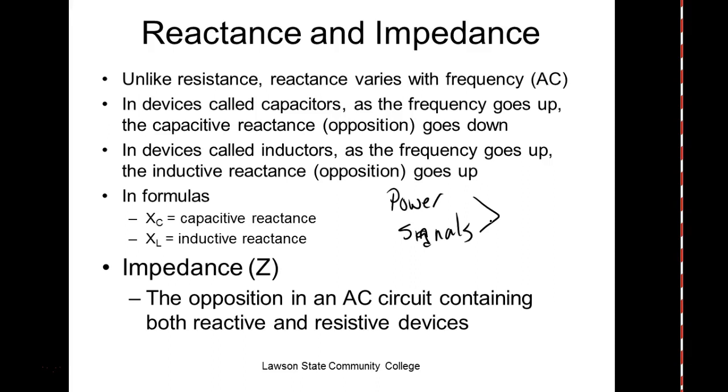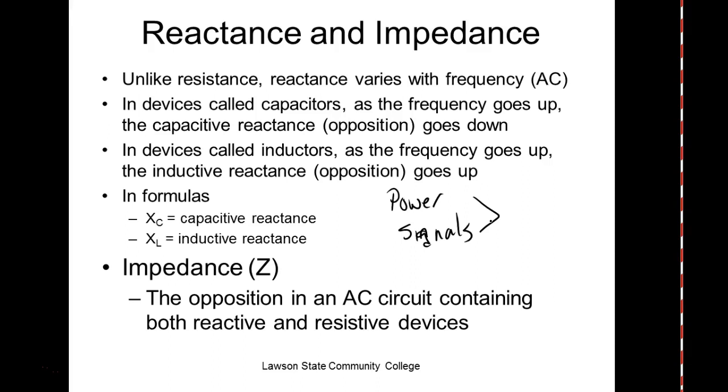On inductors, they're just opposite. As frequency goes up, their opposition goes up. If frequency goes down, their opposition goes down, but they're directly proportional. So if you double the frequency, then the opposition would double. If you halve the frequency, it would halve. If you put DC on an inductor, it acts like a piece of wire.